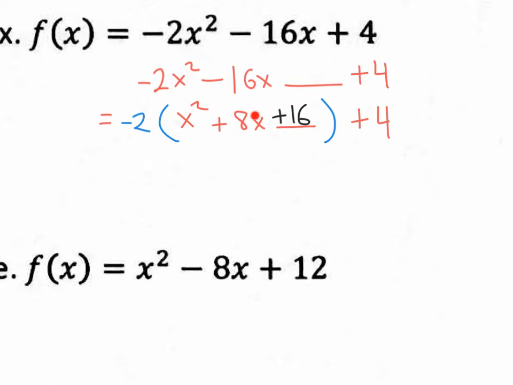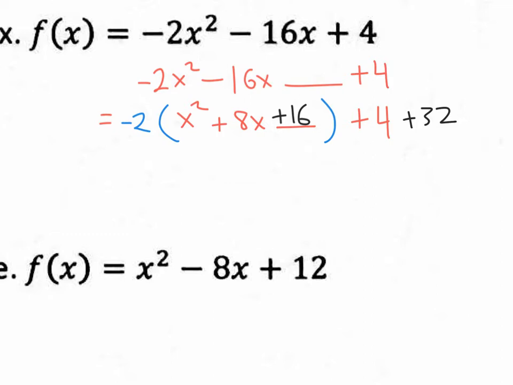By me putting a +16 in here, what I'm really adding to this side of the equation is -2 times 16. So I'm really throwing in a -32 in there. So in order to balance it out, I would have to add 32 to the same side of the equation. Is that kind of confusing?